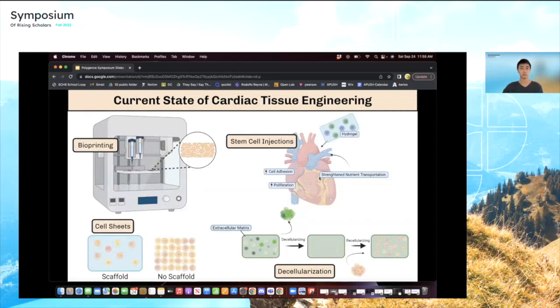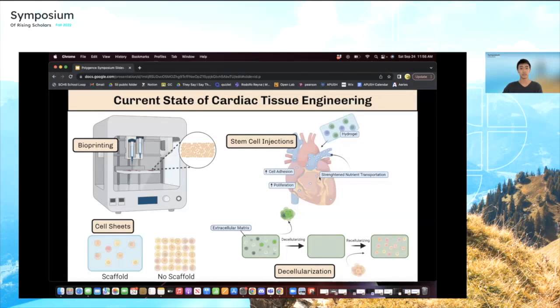Bioprinting is very similar to 3D printing, but it prints organs in either parts or wholes by stacking cells on top of each other. Stem cell injections involve injecting cultured cells into the body by using hydrogel or other scaffolding techniques to aid in that process of injection into the body and also encourage cell growth in the injected area. Cell sheets are structures created purely out of cells and are surgically implemented like a transplant.